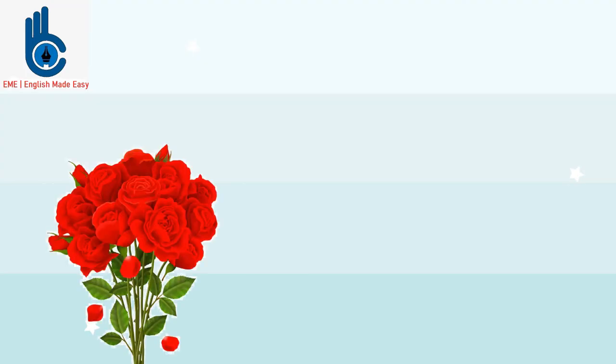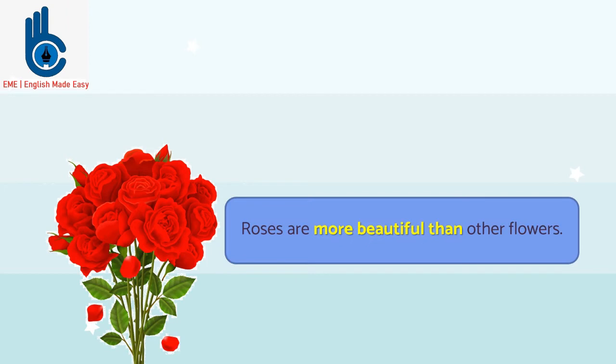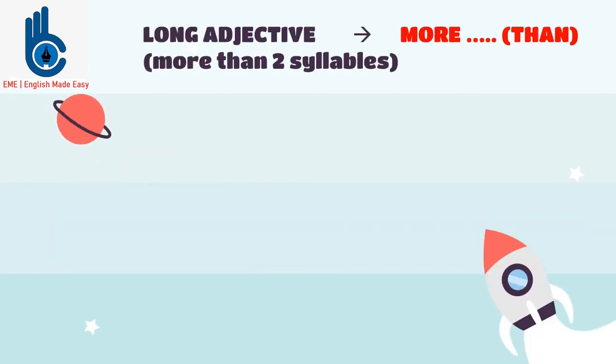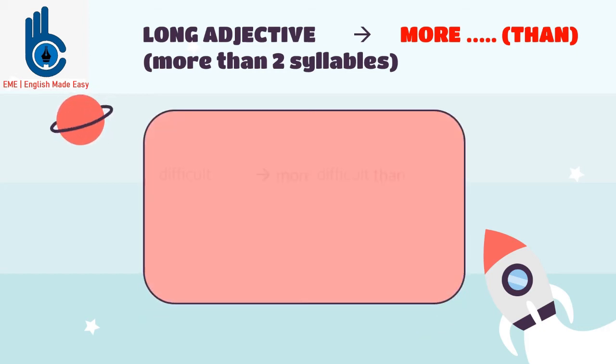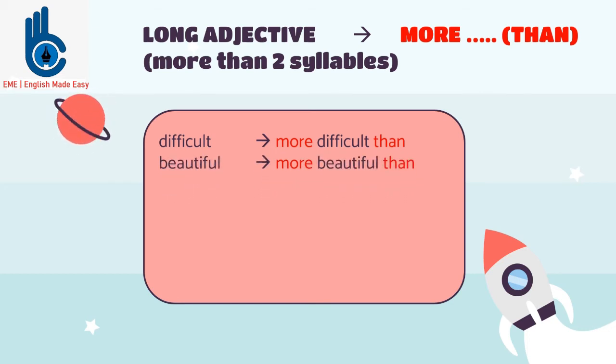In the previous dialogue, we hear roses are more beautiful than other flowers. For long adjectives with more than 2 syllables, we put more before the adjective and the word than after the adjective. For example, difficult become more difficult than. Beautiful become more beautiful than.